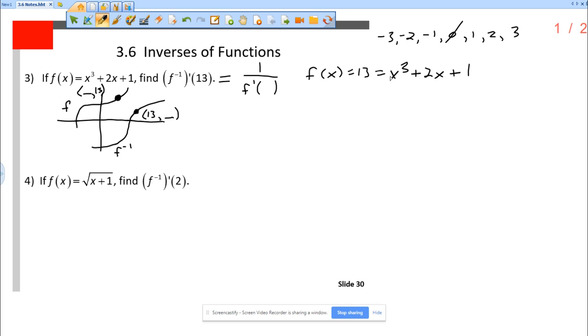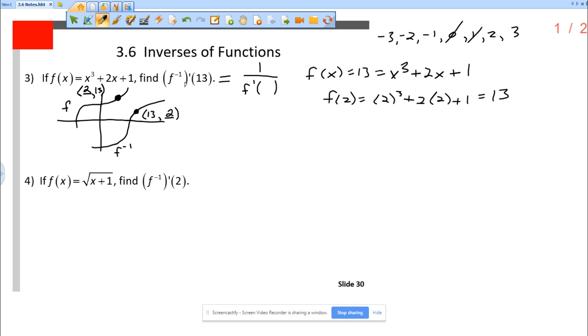How about 1? 1 cubed plus 2 times 1, so 1 plus 2 plus 1 is 4. That is not 13. All right, how about 2? 2 cubed is 8, plus 2 times 2, 4 plus 1. 8 plus 4 plus 1 is 13. So f of 2 is 2 cubed plus 2 times 2 plus 1. And so 8 plus 4 plus 1 is 13. So that means the x value here is 2 and the y value here is 13.